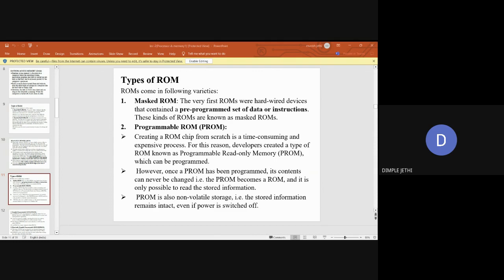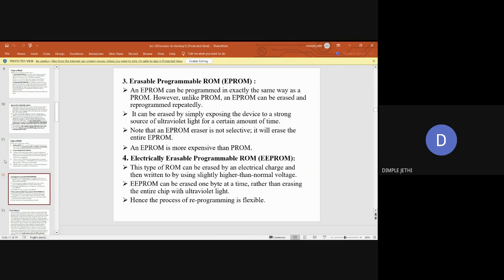Is this point clear? Yes. So that means you can make the changes only once. That is programmable. You can program it only once. All types of ROM, as I said, are non-volatile, which means permanent. So the data will be stored there even if the power is switched off.